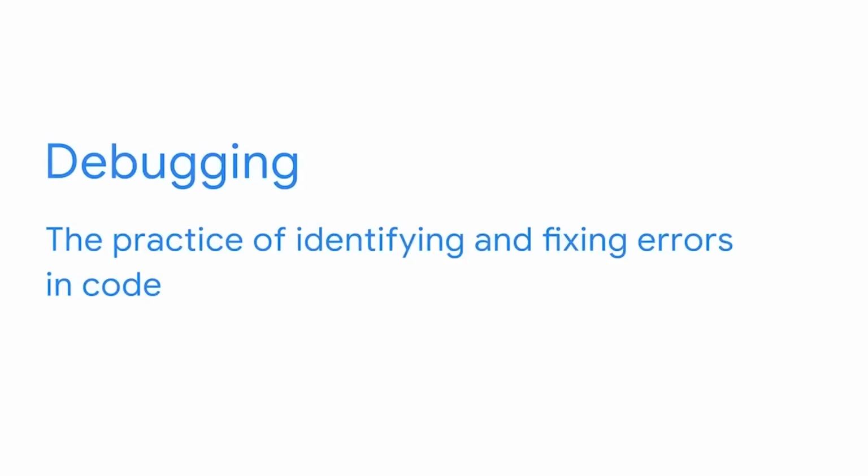Now that you learned the basics of coding in Python, it's important to learn how to deal with errors. For that reason, we'll focus on debugging your code. Debugging is the practice of identifying and fixing errors in code. In this video, we'll explore some techniques for this. There are 3 types of errors: syntax errors, logic errors, and exceptions.